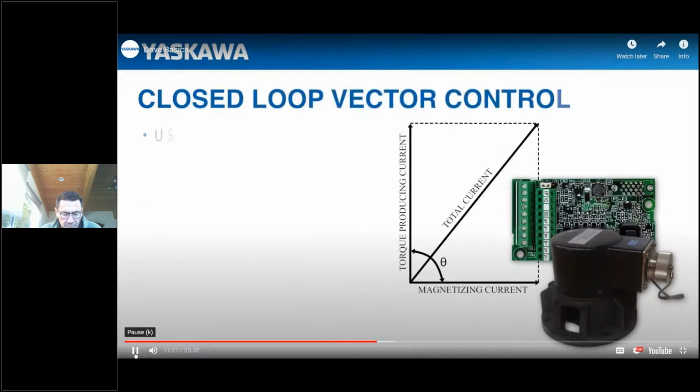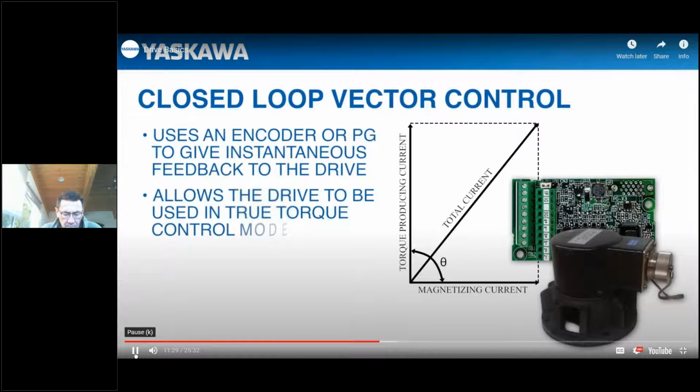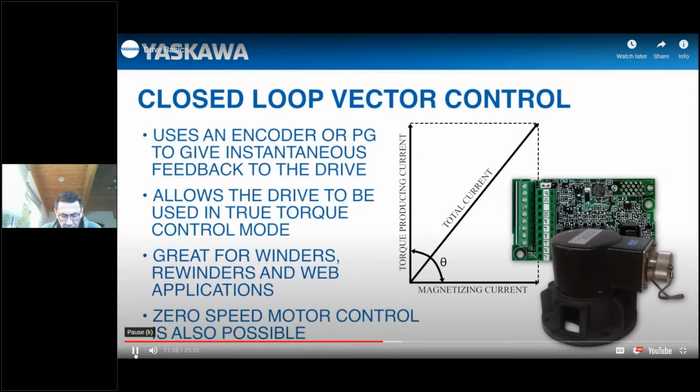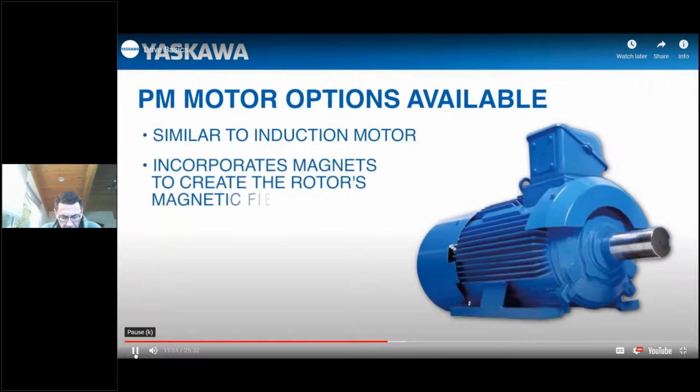Closed-loop vector control uses an encoder or PG to give instantaneous feedback to the drive. This allows the drive to be used in true torque control mode. This is great for winders, rewinders, and web applications. Zero-speed motor control is also possible. Control methods available for PM or permanent magnet motors may also be available. This motor is similar to the induction motor we talked about before, except the rotor now incorporates magnets to create the rotor's magnetic field instead of the typical shorted rotor bars.